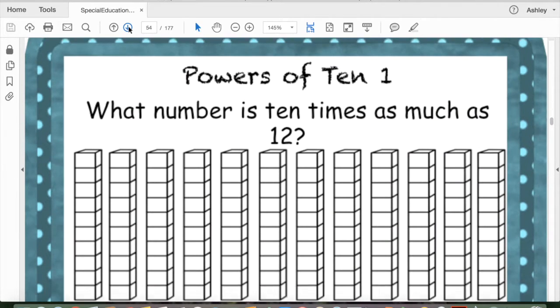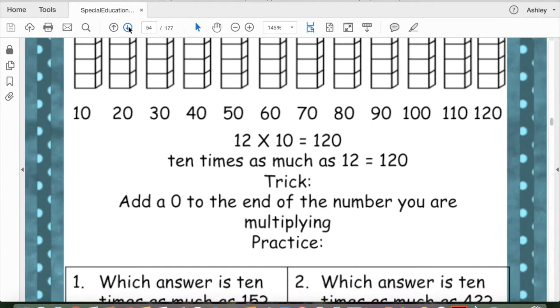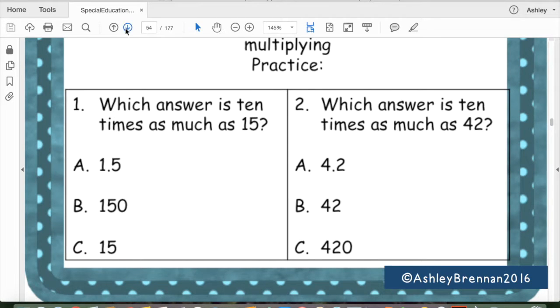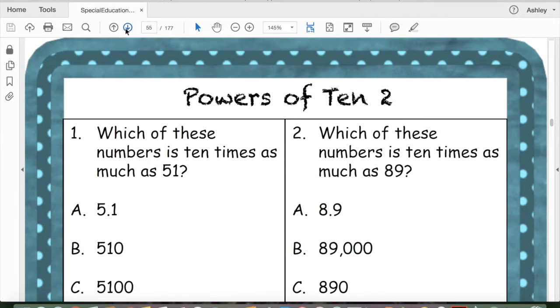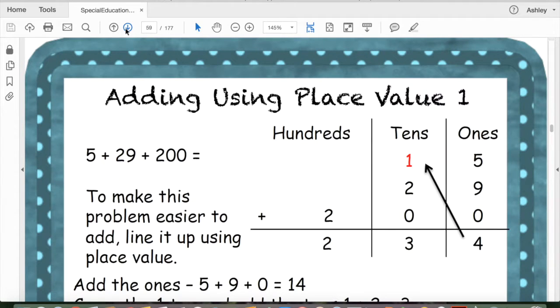Now, powers of 10. What number is 10 times as much as 12? 120. Trick. Okay, and it gives you a lot of different examples. So they're telling the difference between powers of 10 and decimals and all that.